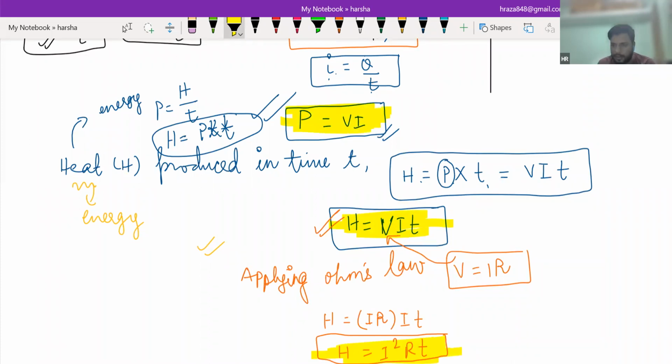Please write the second form of heating effect of electric current. Please write it and let me know.